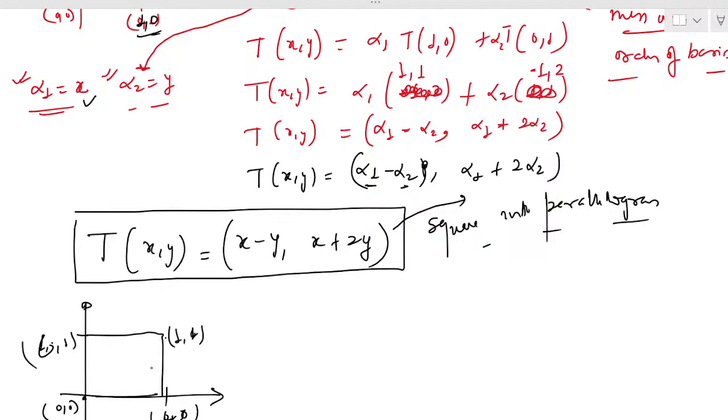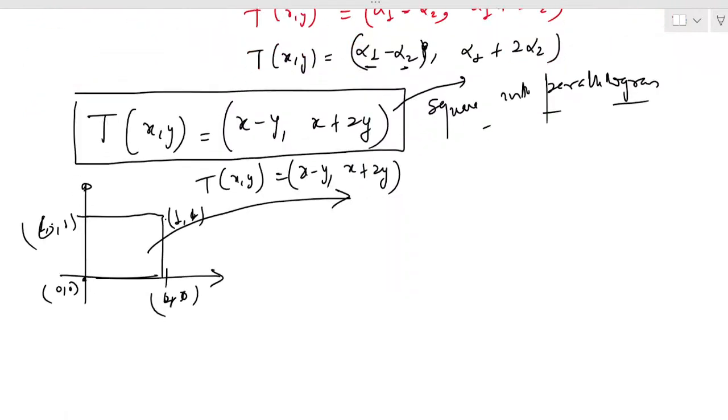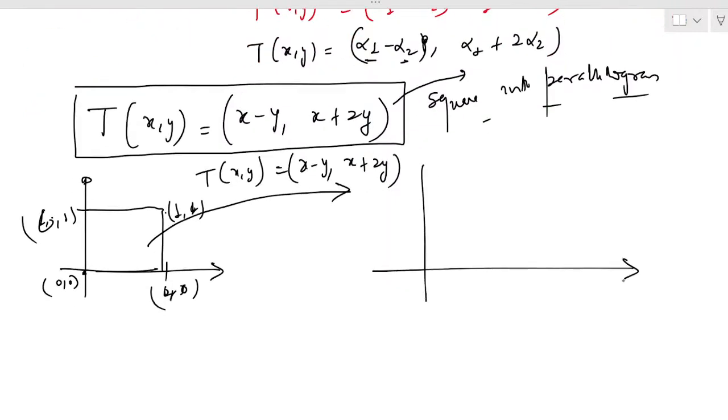And what is the linear transformation? If I supply x comma y, I get x minus y comma x plus 2y. So where would these points go? Let us make a two-dimensional space here. 0 comma 0 is going to get mapped to 0 comma 0 only, so it is not a problem at all. Where would 1 comma 0 get mapped to? Not 1 comma 0. I think it is going to map to 1 comma 1.